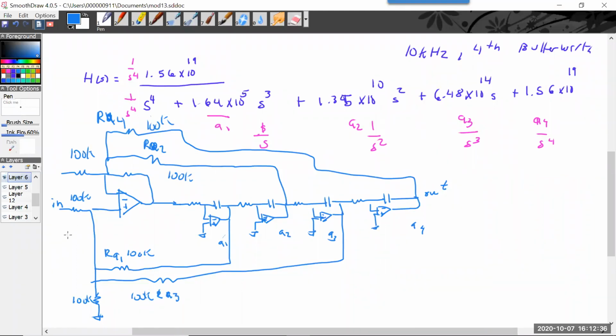So anyway, what's on the positive? 1, 2, 3, gains of 1. What's on the negative? 1, 1, 2. Yeah, 1, 2. And then that means I need the dummy, which I already did.